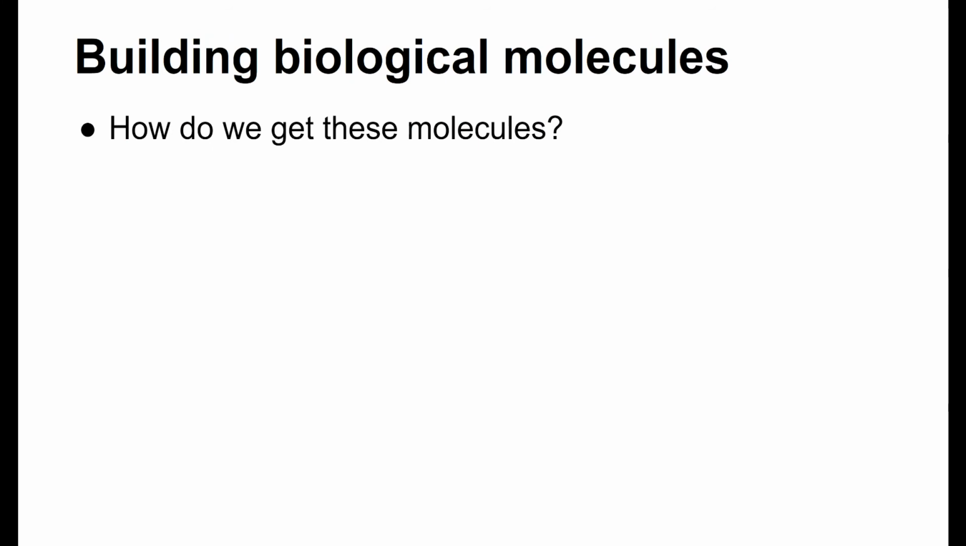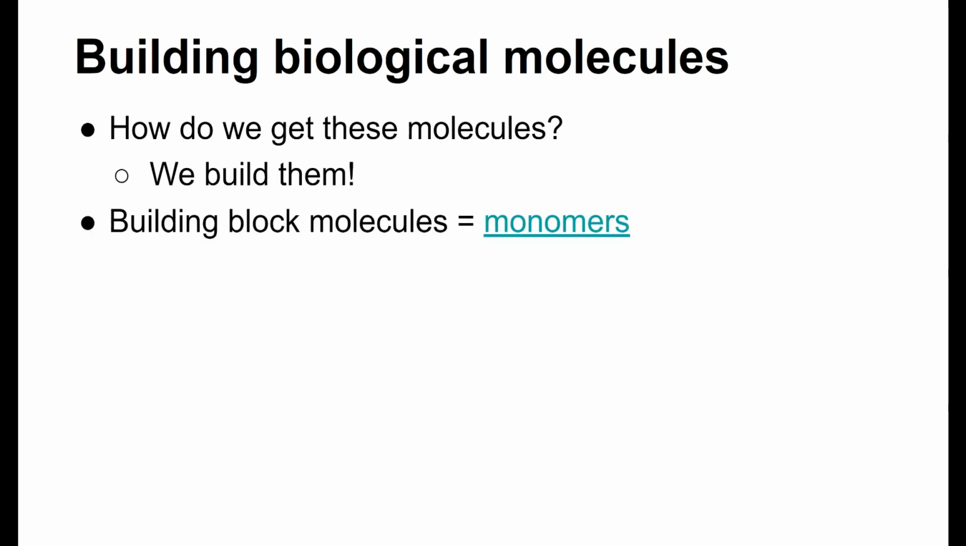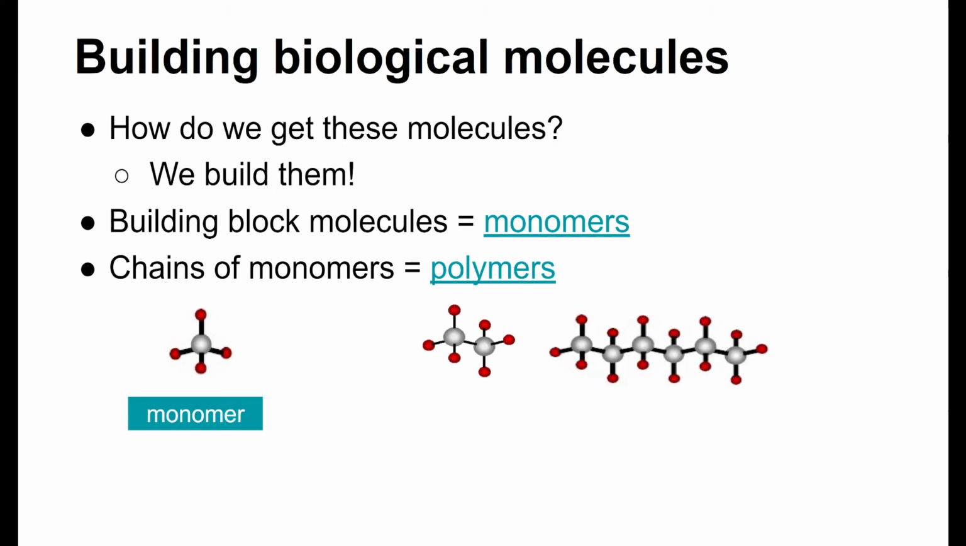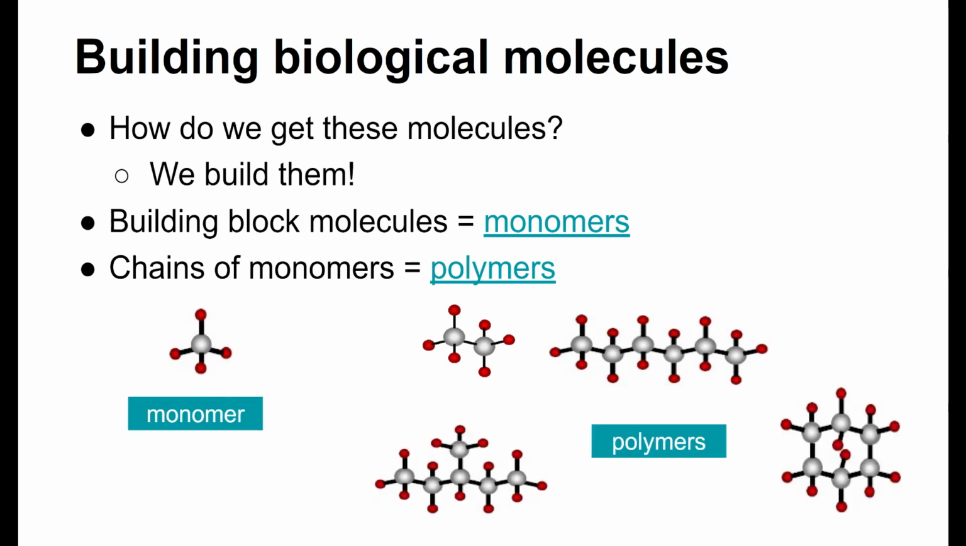Now, in order to make these molecules, it's like putting beads on a string or playing with Legos. We have small parts that we call monomers. Mono means one, and we put them together to make polymers. Poly means many. So for example, this little building block here is called a monomer, and I can put two of them together, or maybe several of them, six of them together, in different arrangements. And all of those different arrangements of the pieces stuck together are polymers.